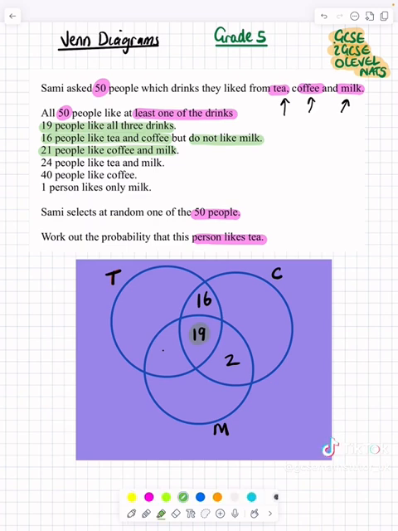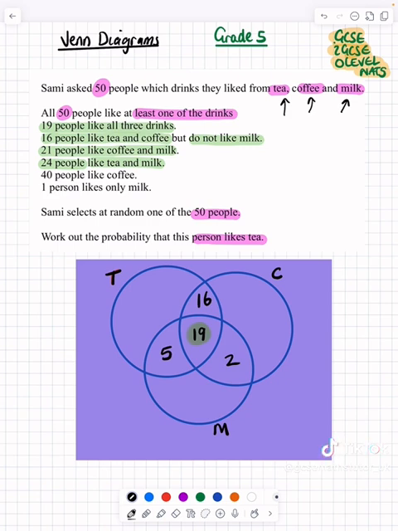Now it says 24 people like tea and milk. So tea and milk, 24 people altogether. We already have 19 in the middle, so 19 plus 5 makes 24. We just add the 5 in that overlap section.